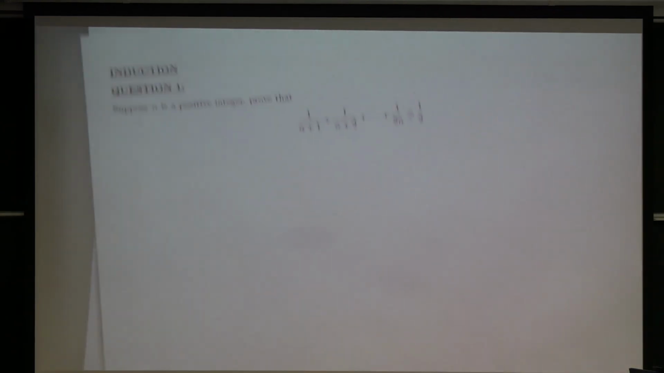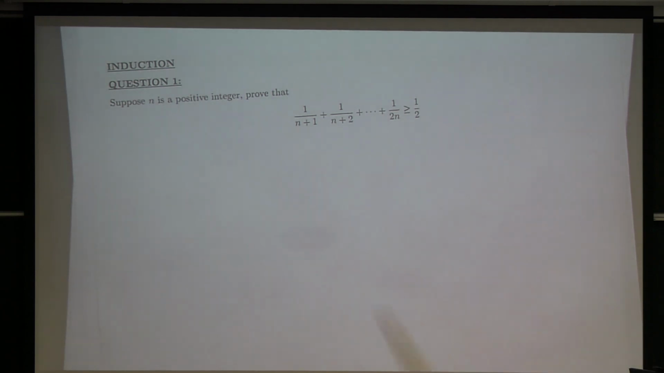So with this question, we have an induction question, and we want to prove that 1 over n plus 1, plus 1 over n plus 2, all the way up until 1 over 2n, is greater than or equal to 1/2. I'll give you guys a few minutes to try this problem, and then I'll take it up.